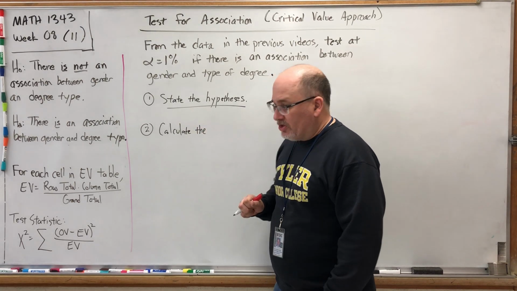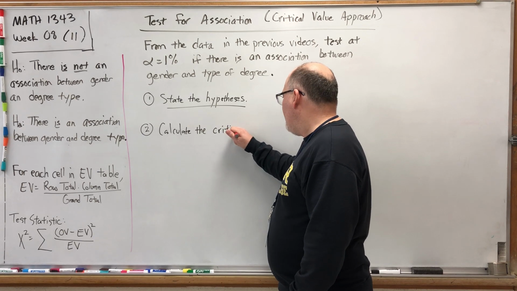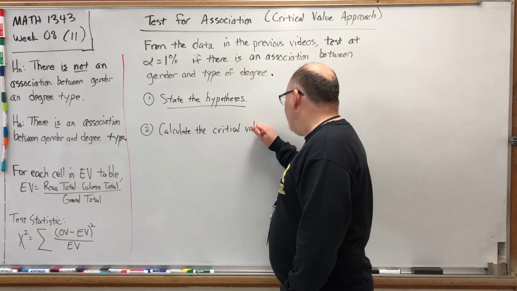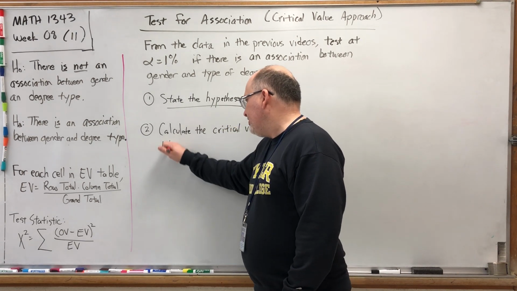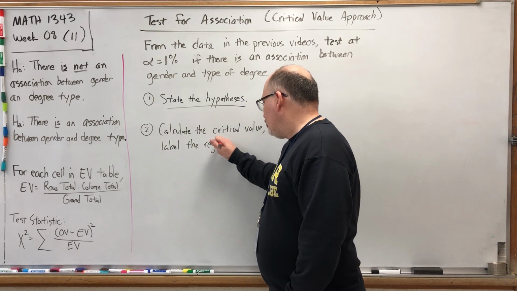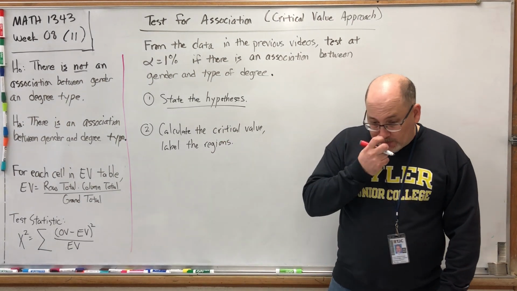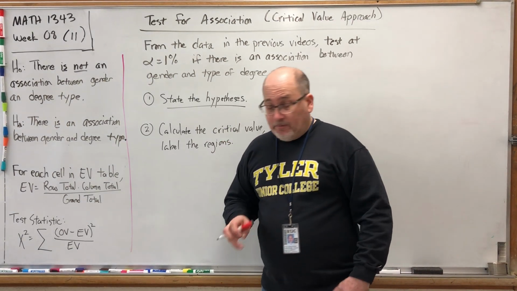Second move in the critical value approach is to calculate the critical value. Well, in our class, we look it up in a table. Calculate the critical value, comma, label the regions. So in other words, we draw a picture. But in order to do this, we need to know a few things. Number one, is it left tail, right tail, or two tail?